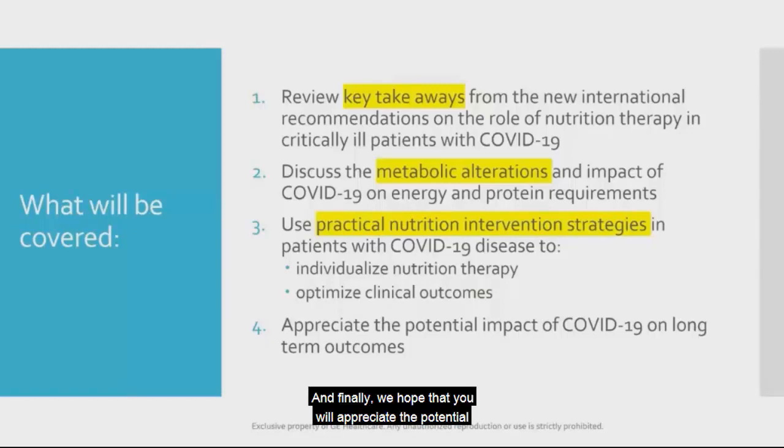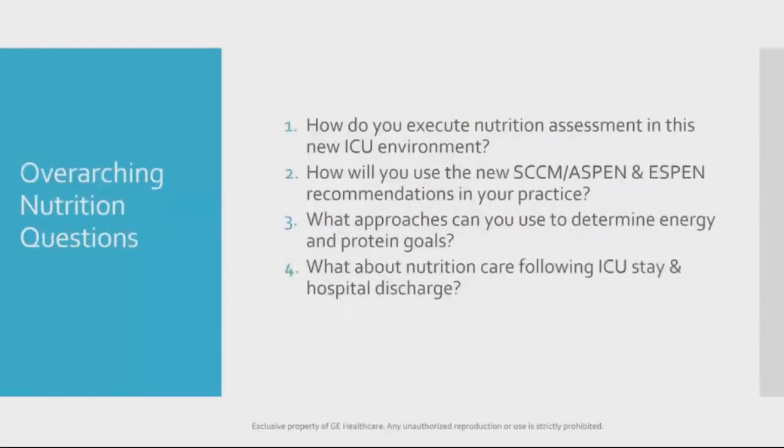And finally, we hope that you'll appreciate the potential impact of COVID-19 on long-term outcomes. To quote one of our leading authority figures in this arena, are we creating survivals of critical illness or are we creating victims? We want to support the survivors. And with that, we want to first begin with this concept of what are the overarching questions?